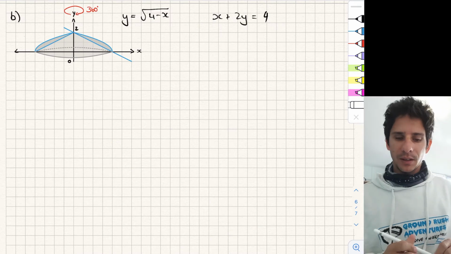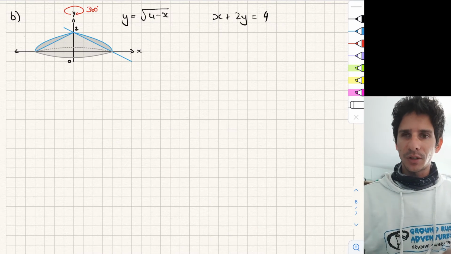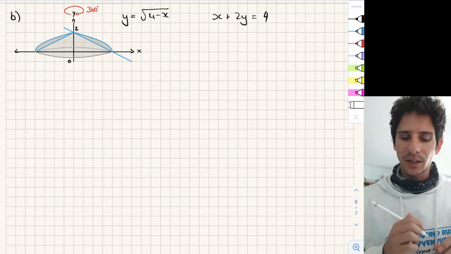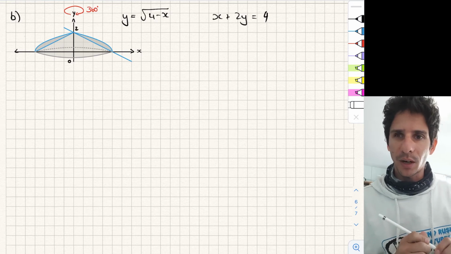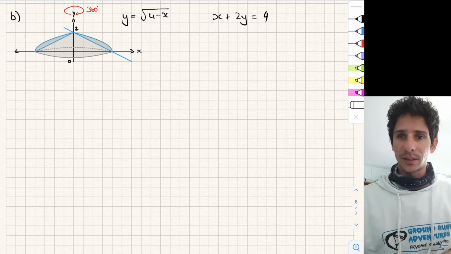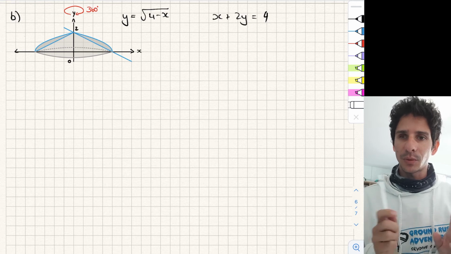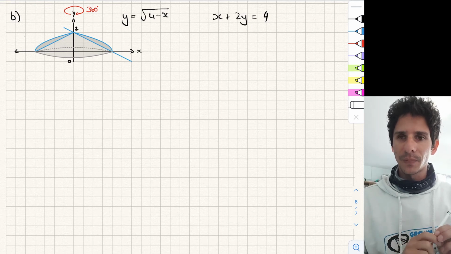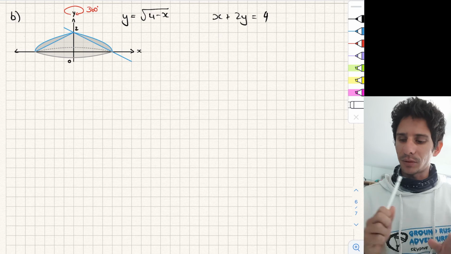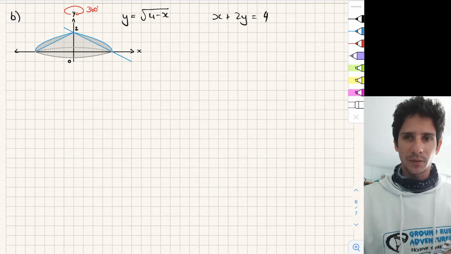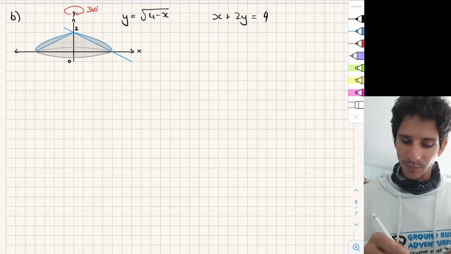Okay, part B asks us to now rotate the same shaded region, except this time instead of around the x-axis, we're going to rotate it around the y-axis. So the idea is exactly the same. The only difference is because we're rotating around the y-axis now, we need equations x equal to something. So let's manipulate both of our equations into x equal to something.